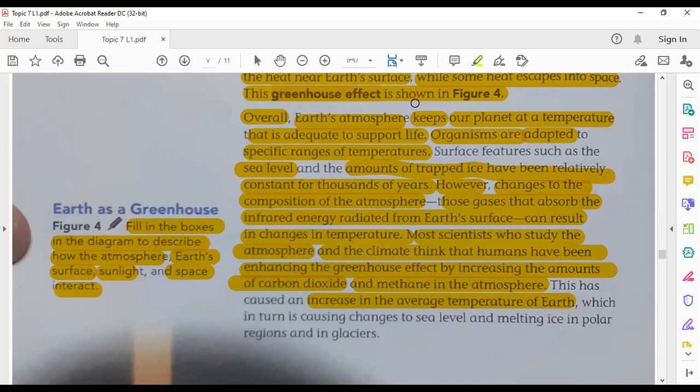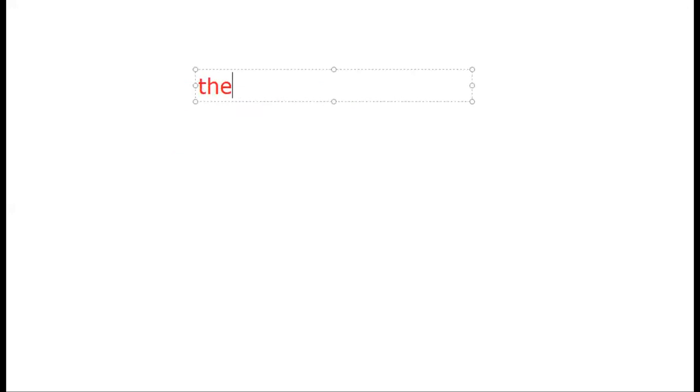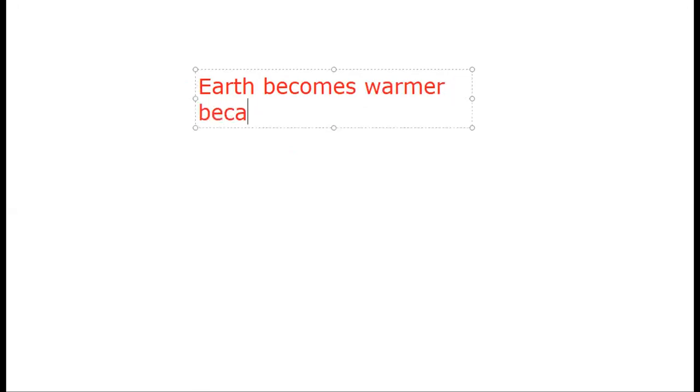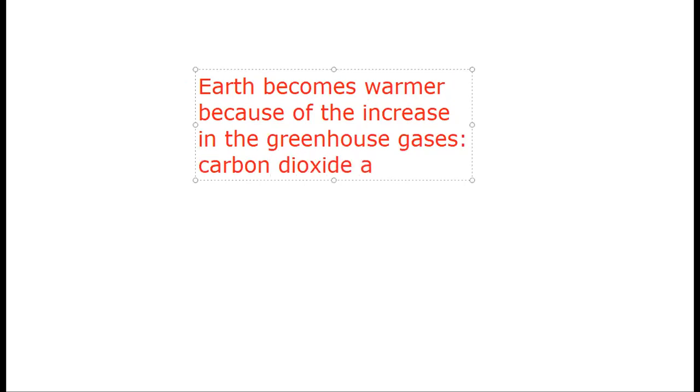Like what is happening? The greenhouse effect means that the air or Earth becomes warmer because of the increase in the greenhouse gases. What are greenhouse gases? Carbon dioxide and methane gas. The increase in the levels of these two gases caused the air to become warmer or increase the average temperature of air. This is called the greenhouse effect. It is like what is happening in the greenhouse.